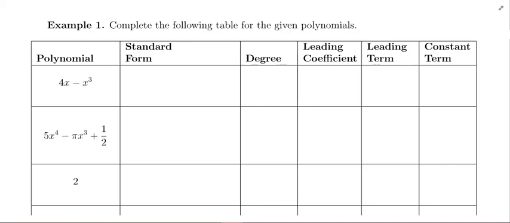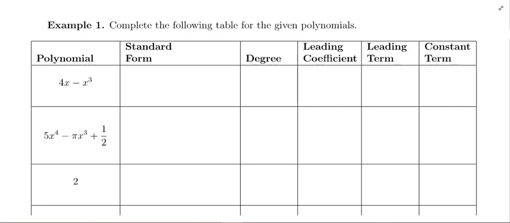In example 1, we have a handful of polynomials, and for each one, we're going to decide whether or not it is in standard form, and if not, we're going to write it in standard form. We're going to identify the degree of each polynomial, its leading coefficient, leading term, and constant term. So we're just practicing some of the vocabulary that we encountered on the first page.